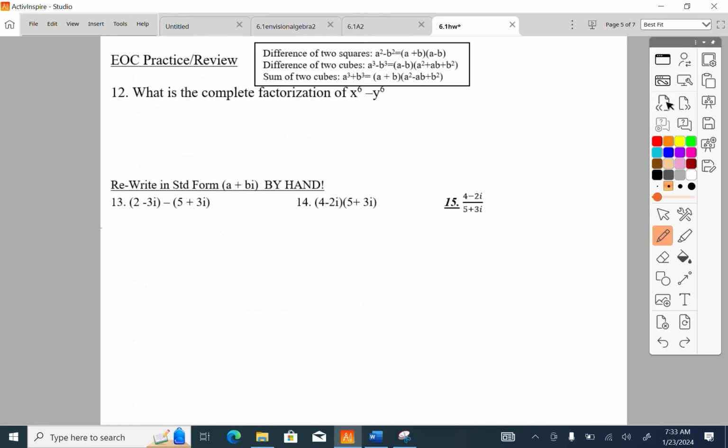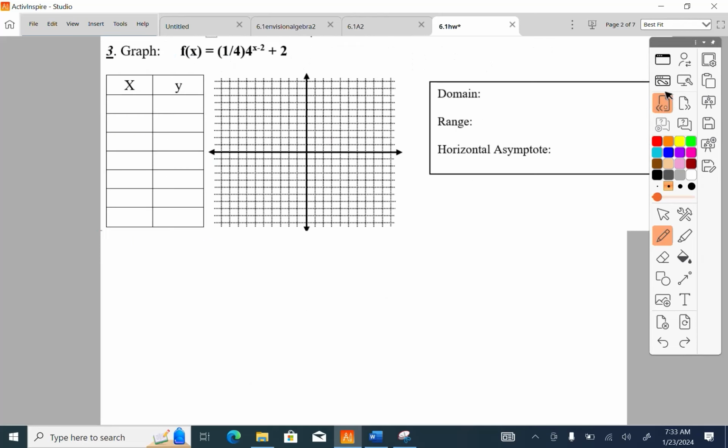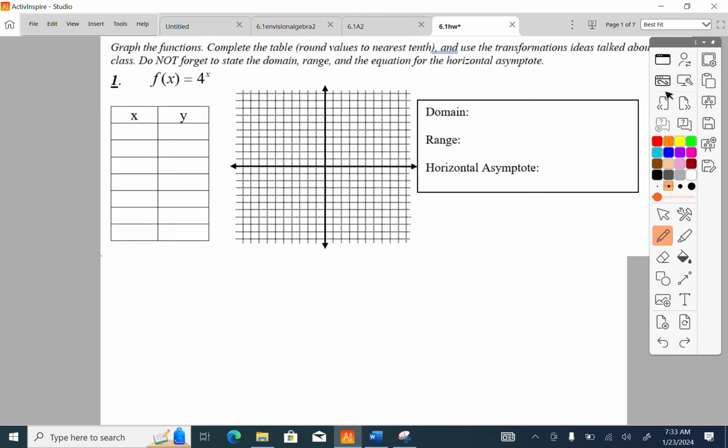Now on to the actual homework here. Alright, graph the functions, complete the table, round values to the nearest tenth, and use the transformation ideas talked about in class. Do not forget to state the domain, range, and equation for the horizontal asymptote.